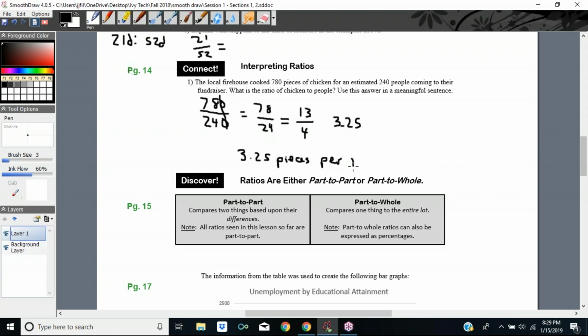Because we can visualize that. I can visualize my son walking off with 3.25 pieces of chicken. Okay, so we'd have a little bit in front here that said, the firehouse cooked 3.25 pieces of chicken per person. So that's what it means when it's saying to write it in a meaningful sentence.